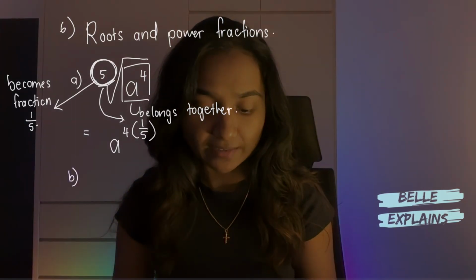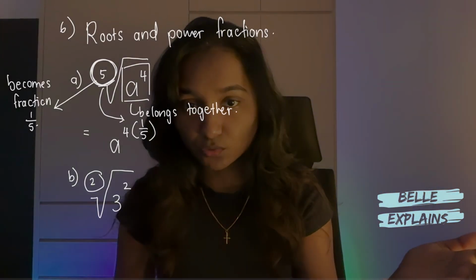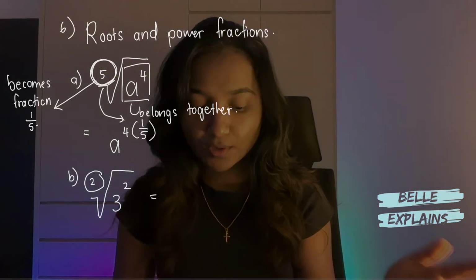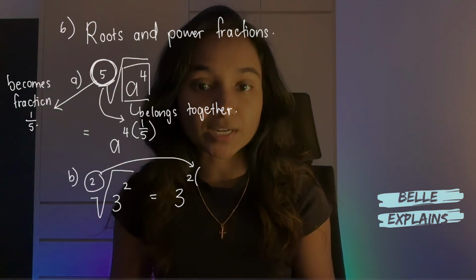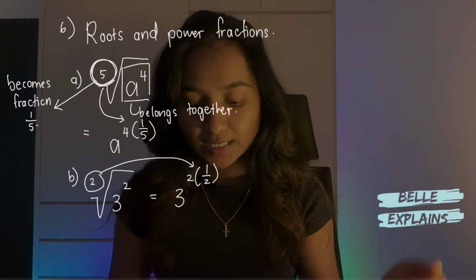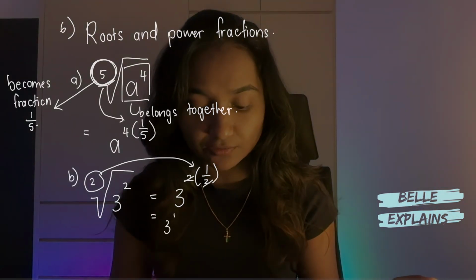So for example, we have a square root. How do I know that this is a square root? Because there's no number outside the root, so it's definitely going to be a square root, which means it's going to be a 2. If I change this square root to become a power fraction, it'll be 1 over 2. Since there's 2 outside and 1 over 2 inside, you can cut out the 2's and it will just leave you with 3 to the power of 1, which will give you your answer, which is 3. Anything to the power of 1 will be the base number.